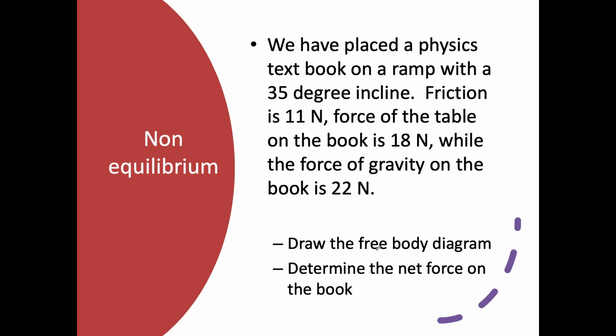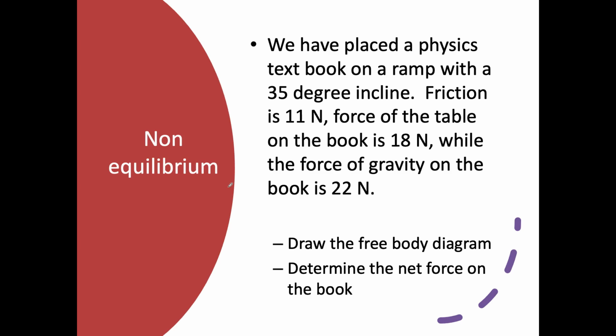Now we have something called non-equilibrium. Ooh, this is going to be interesting. So we have a physics book on a ramp, 35-degree angle. Friction is 11 newtons. Force of the table on the book is 18, while the force of gravity is 22. Let's draw the free body diagram and take a look at this.